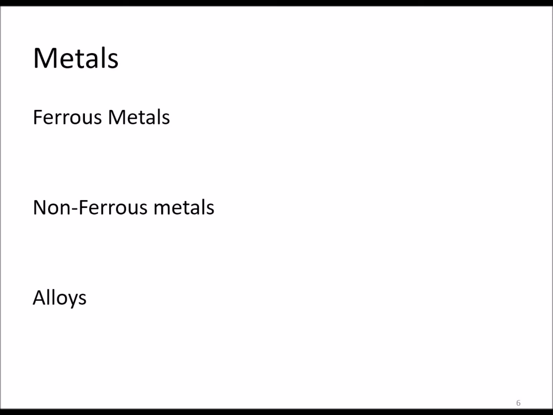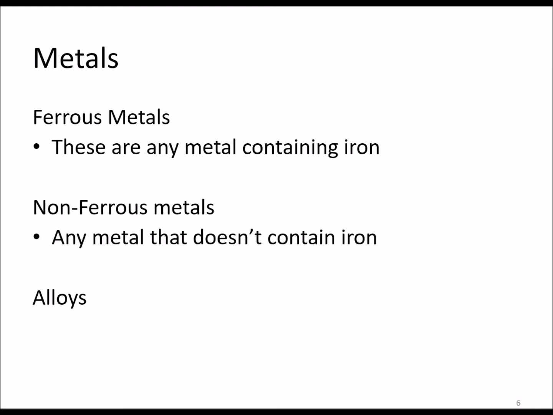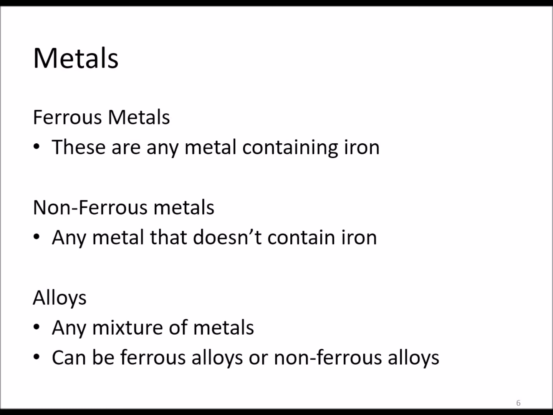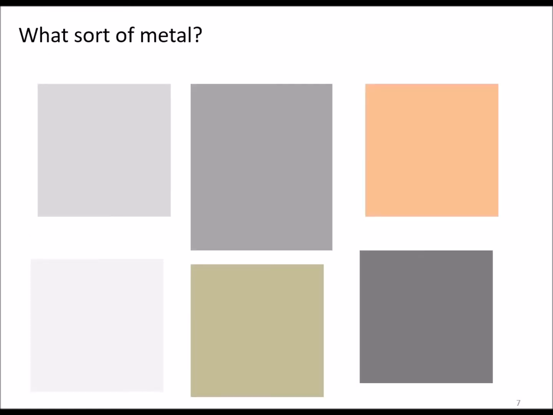So, metals are split into three main groups. We have ferrous metals, which are metals containing iron. They might contain other things, but they all contain iron. Non-ferrous don't contain iron. That's a nice easy description. And finally, alloys, which are a mixture of metals. They can be ferrous or non-ferrous. They'll be ferrous if they contain iron, and non-ferrous alloys if they don't.